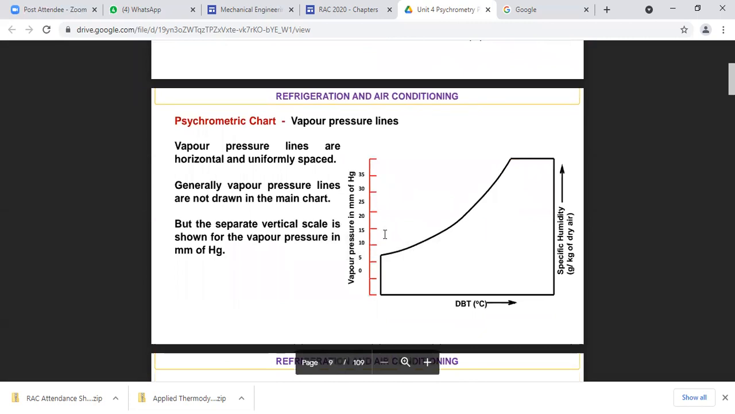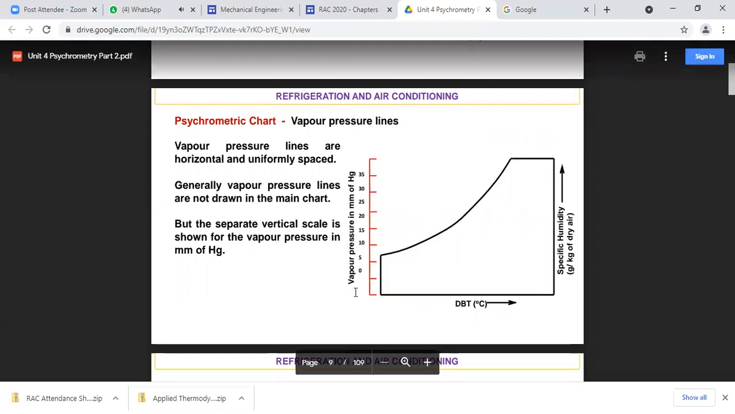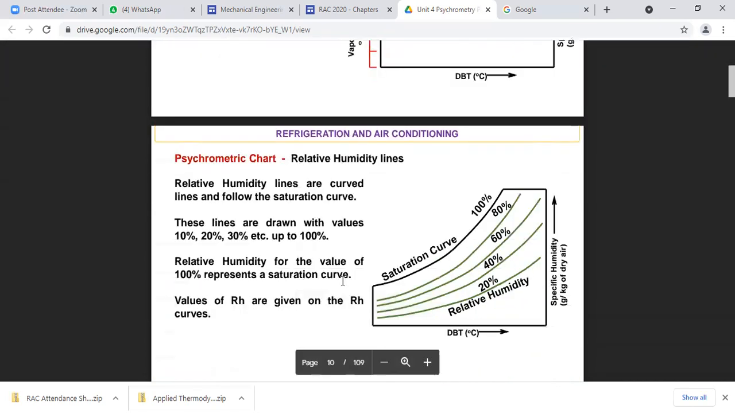Next, vapor pressure lines. Vapor pressure lines are horizontal and uniformly spaced, and generally vapor lines are drawn, but the separate vertical lines you can see over here, the vapor pressure in mm Hg you can observe over here. The vapor pressure is given over these lines, and this is 0, 5, 10, 15. So we can coincide the point and get the vapor pressure.